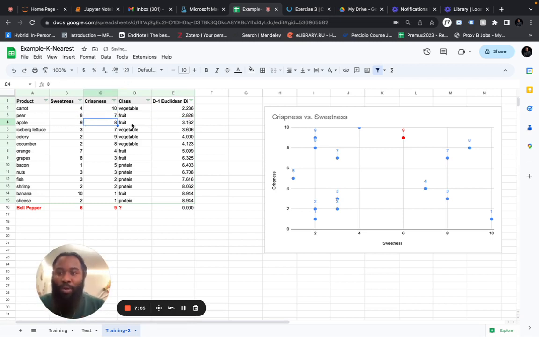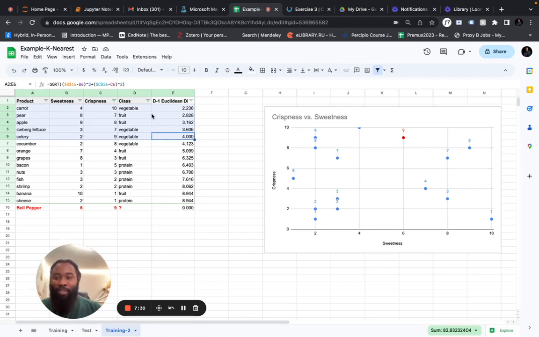You would see that the top 3 here, the votes are 2 for fruit and 1 for vegetable. So Euclidean distance wise, and K equals 3, bell pepper is a fruit. However, if you increase the number of neighbors in your evaluation, let's say you get down to 5, for instance, then the closest neighbors with the highest vote would be vegetable.